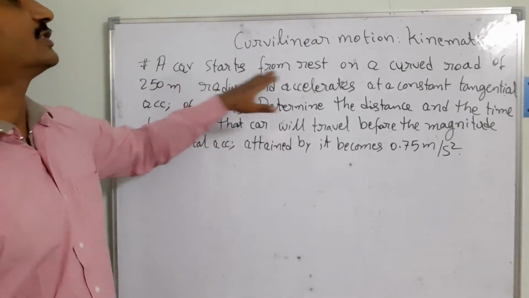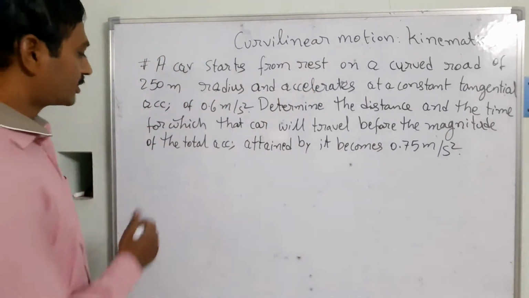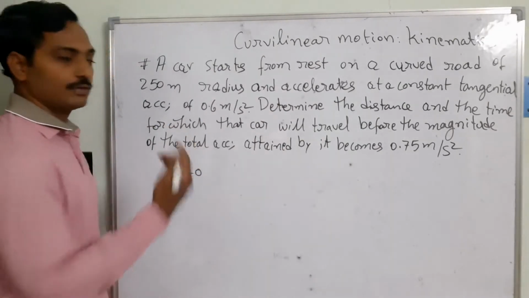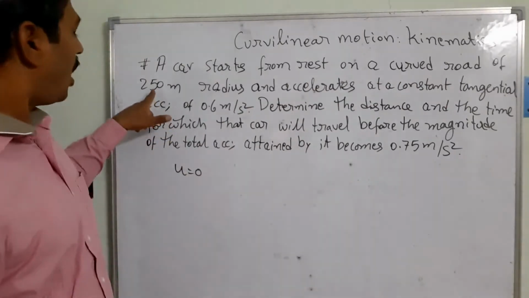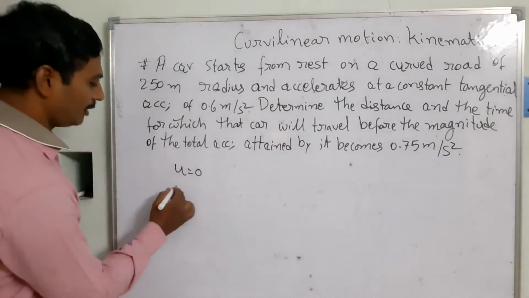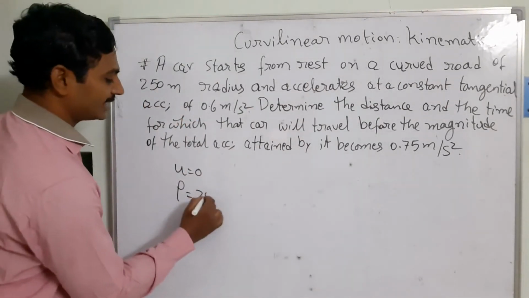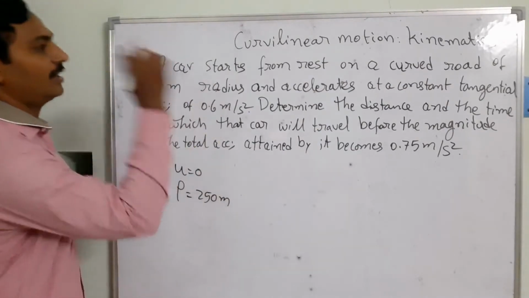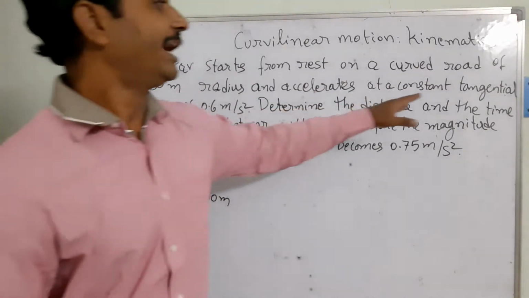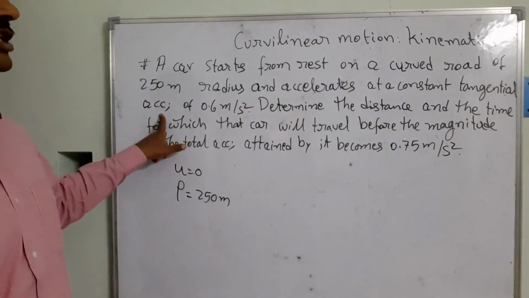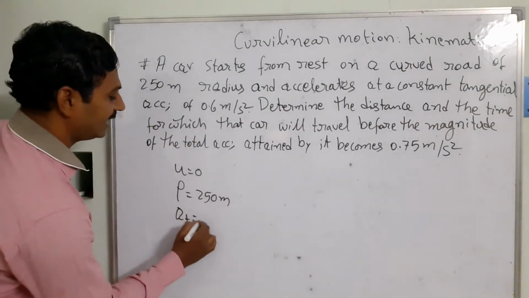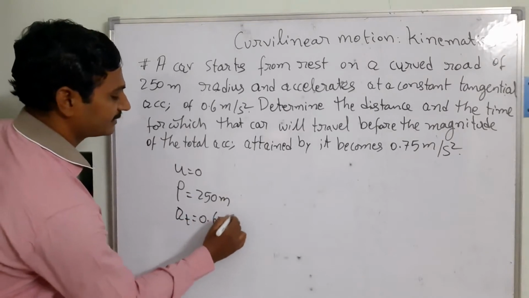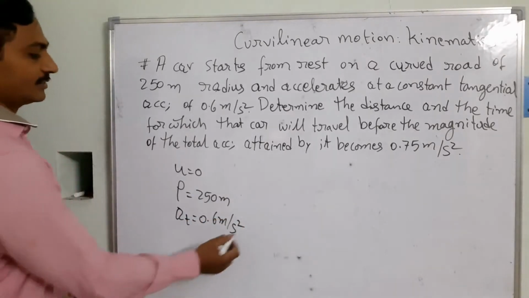A car starts from rest. So, the car starting from rest, u is equal to 0. The given data I am writing: on a curved road of 250 meters radius, rho, the car accelerates at a constant tangential acceleration. In this case, the tangential acceleration at is equal to 0.6 meters per second square.